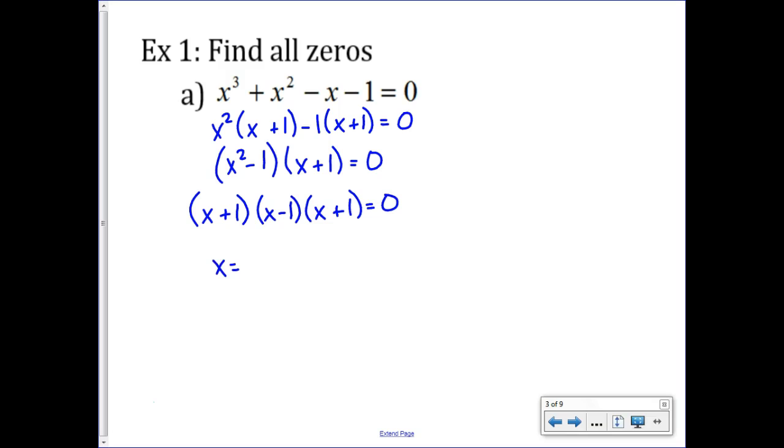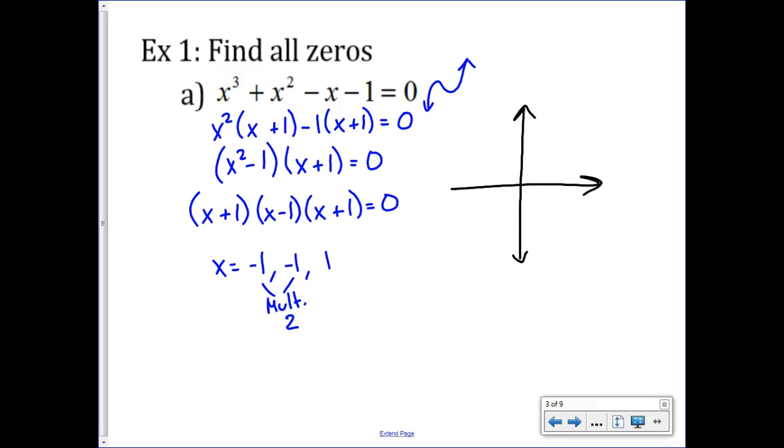We know that x could equal -1, x could equal -1 again, I'm jumping to the end, or it could equal a positive 1. So then we have -1 with a multiplicity of 2, which means at that point on the graph, it's going to bounce. We have a cubic function, so I'm thinking John Travolta like this. So if I sketch this out, I don't know my y-axis, so I'm not going to sketch anything on my y-axis. But I do know on my x-axis, I'm looking at -1 and I'm looking at positive 1. So -1 is a 0, and positive 1 is a 0.